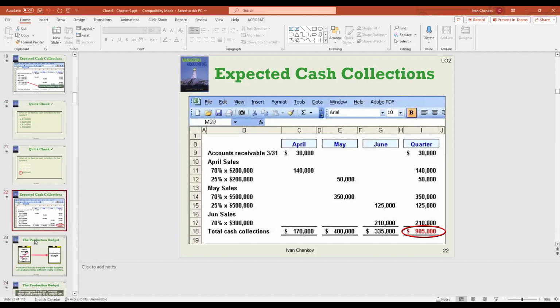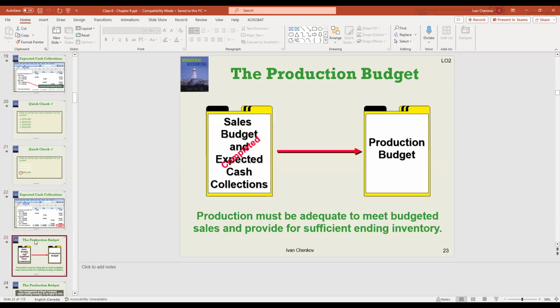Once we prepare, that's what we should get. In our calculation, we went one step further. We calculated how much will be the accounts receivables at the end of the quarter, which is related to 25% of the sales in June. We're done. Sales budget and cash collection budget are done.